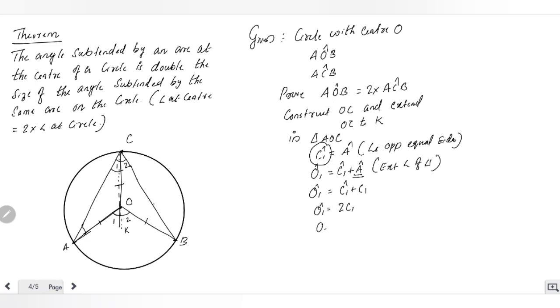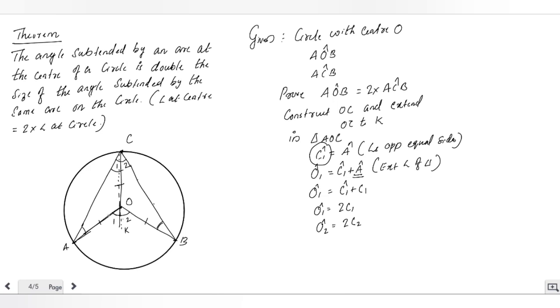Similarly, O2, we can also write O2 is what? Because this is C2 and B, isn't it? So B and C, this is also an isosceles triangle. Angles C2 and B are the same. So in the very same way, I got O1 is equal to 2C1, O2 is equal to 2C2. Do you agree that? Okay.